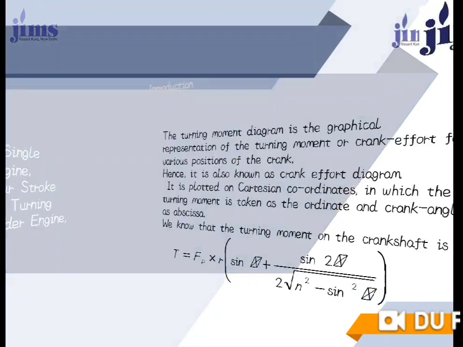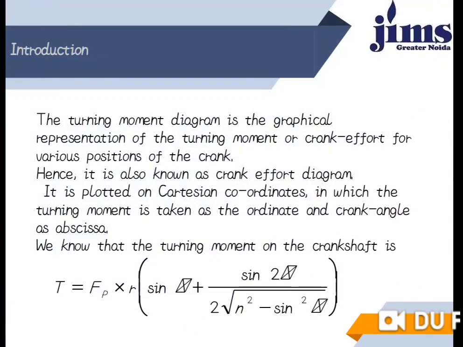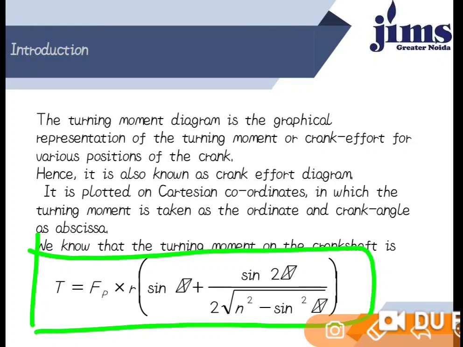What is a turning moment diagram? A turning moment diagram is basically a graphical representation of the turning moment and the crank angle. We also know that when we derive an expression for the turning moment or crank pin effort, it equals F_P times r times (sin theta plus sin 2 theta upon 2 root n square minus sin square theta).